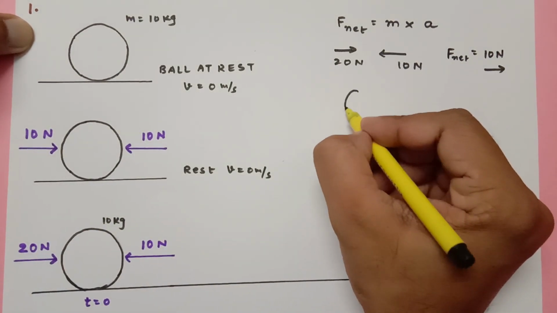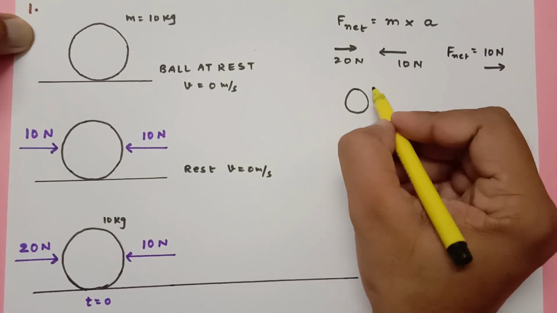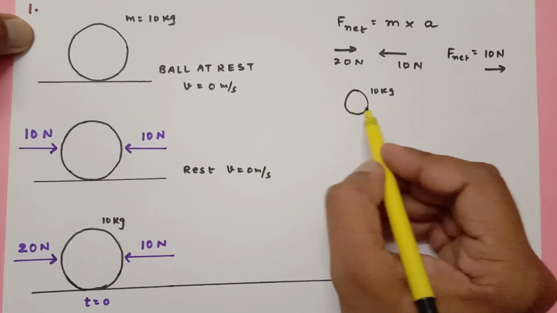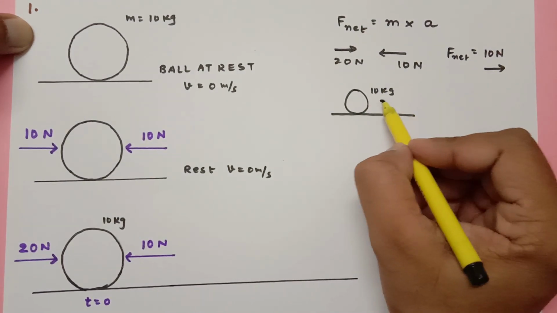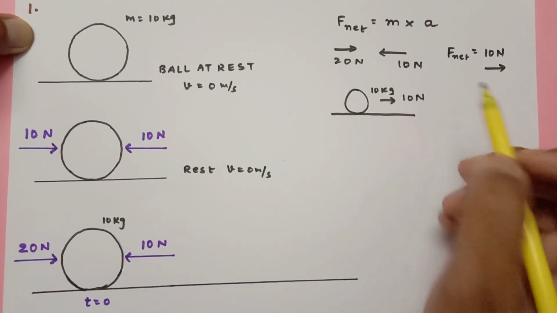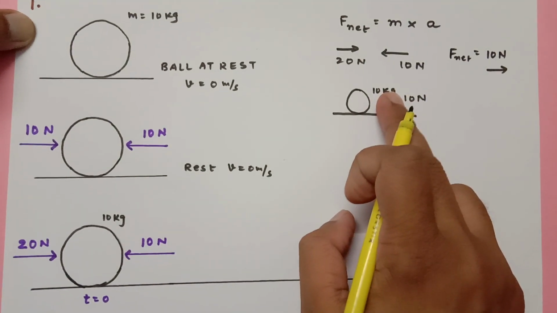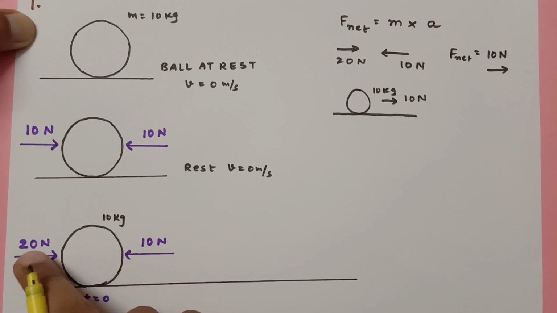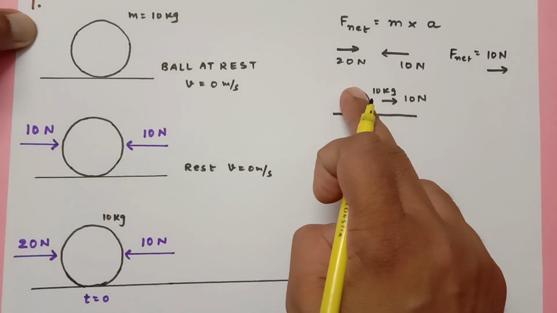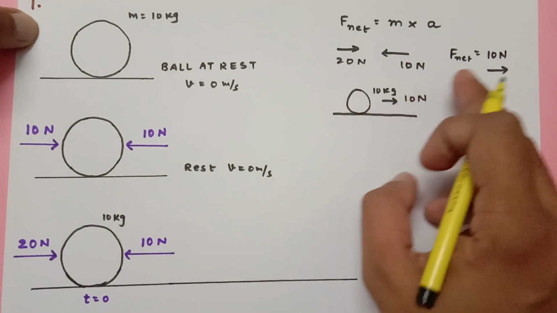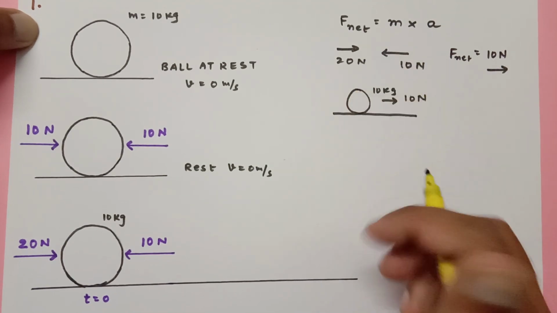So this is the ball whose mass is 10 kilogram, and I can draw a situation where 10 Newton force is acting. This is the exact replica of this particular situation because 20 minus 10 is 10 Newton, right? Now what is going to happen? Let me apply this formula over here.